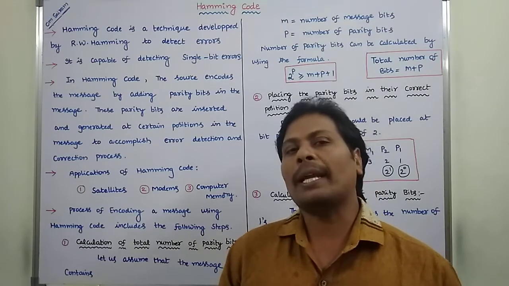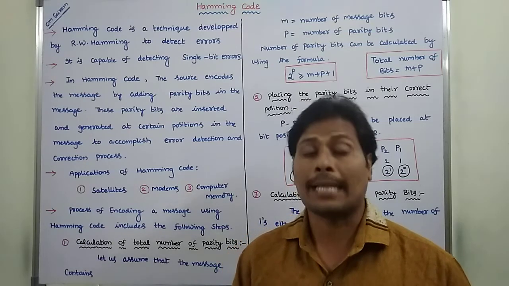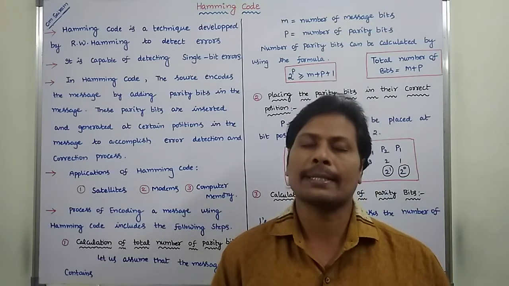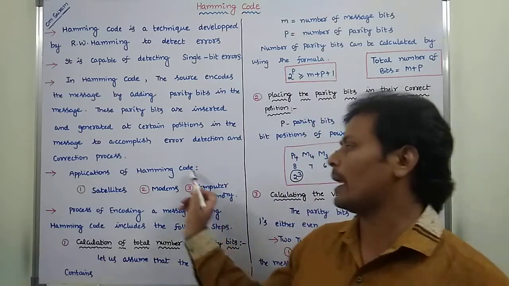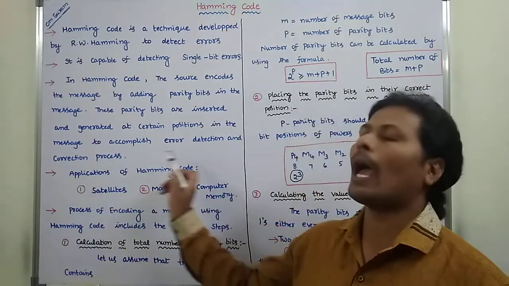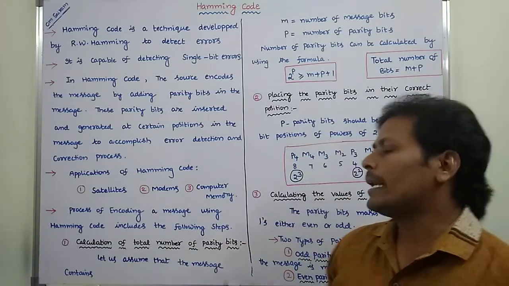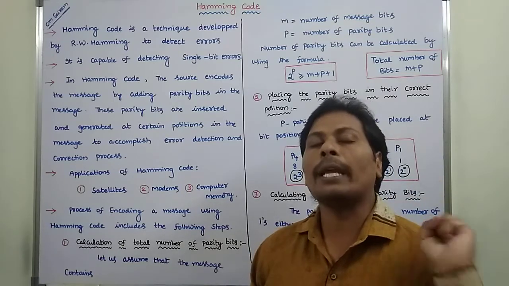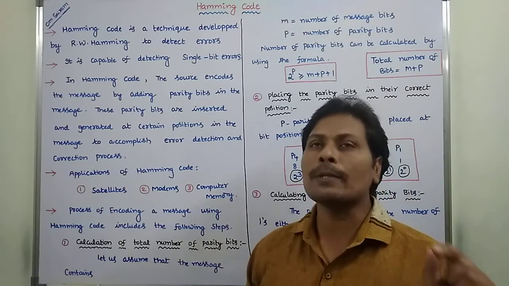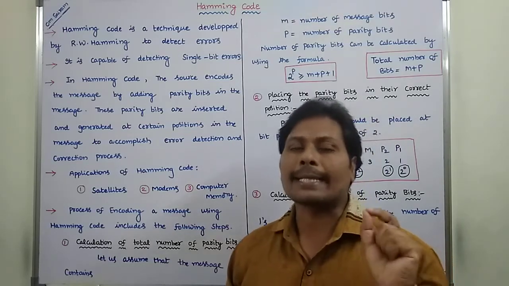The main applications of Hamming code are in satellites, modems, and computer memory. In these three applications, we have to use Hamming code. Okay. Next, the process of encoding a message using Hamming code includes three steps.